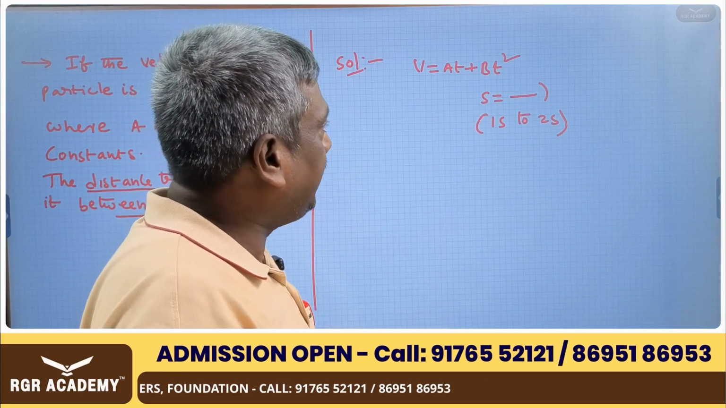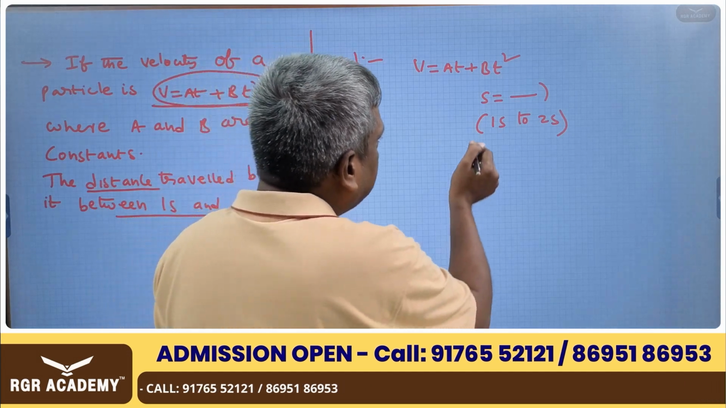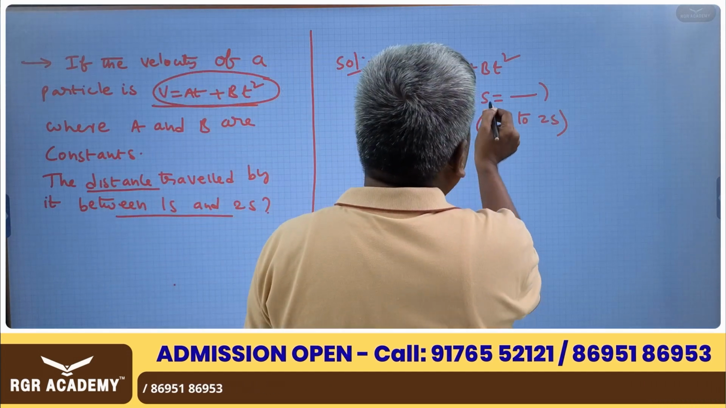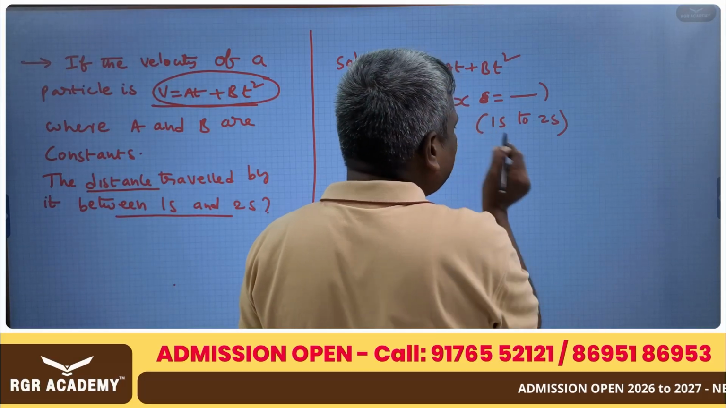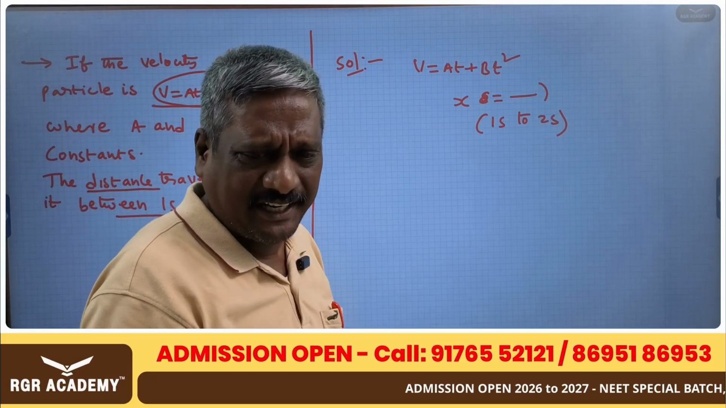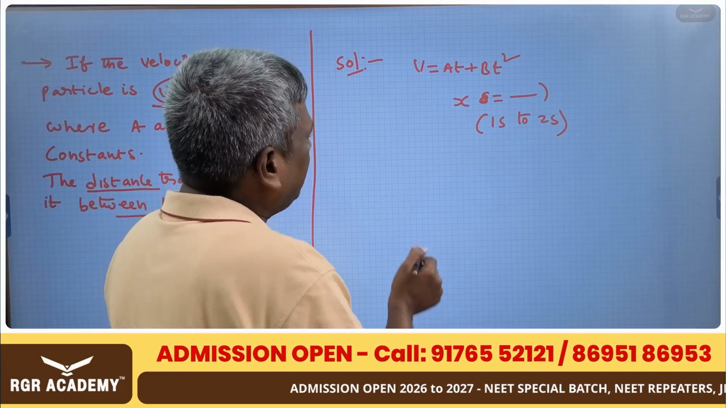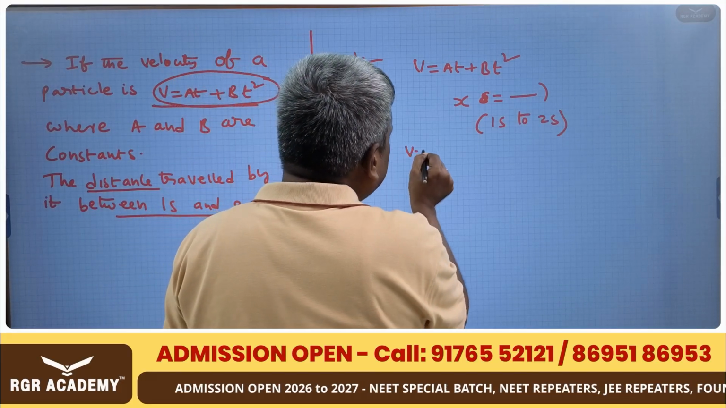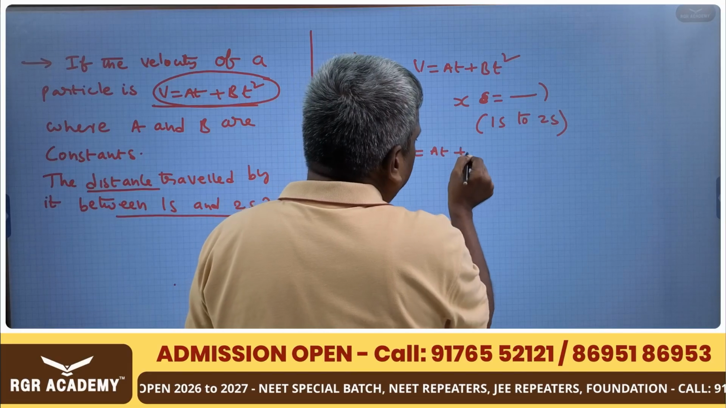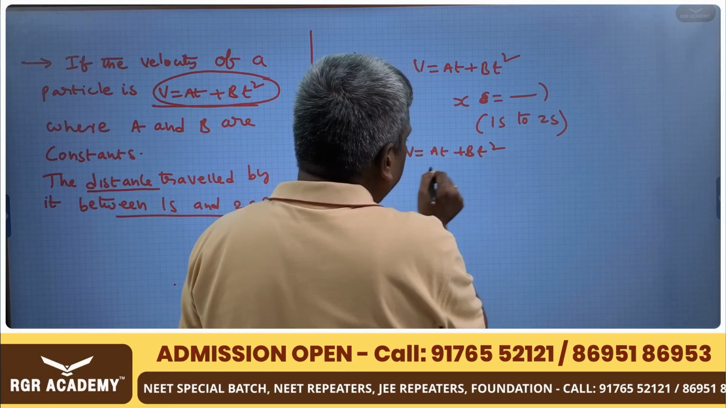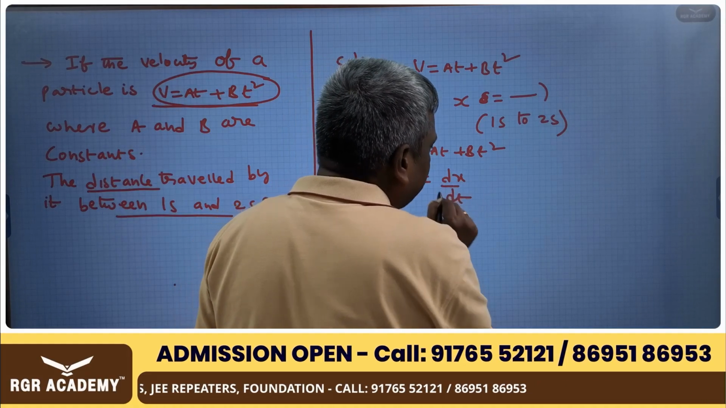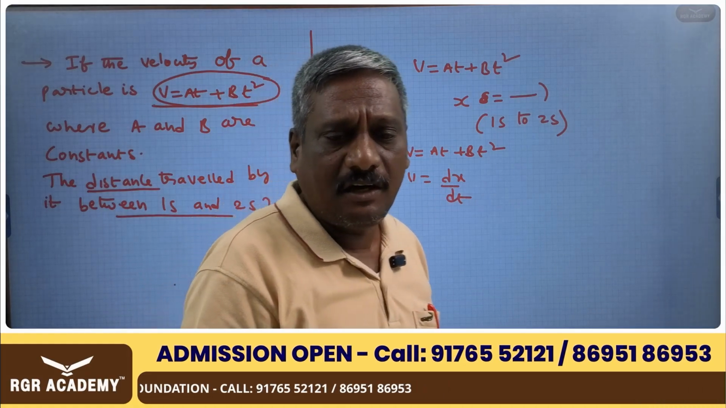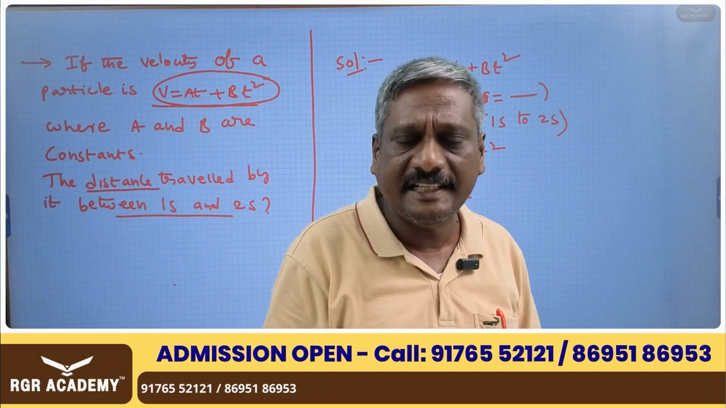v is equal to at plus bt square. The distance traveled is what? You can take the distance traveled as either s or x, whatever letter you like. No problem. Here, v is equal to at plus bt square. But velocity is what? The rate of displacement is called velocity. v is equal to dx by dt.